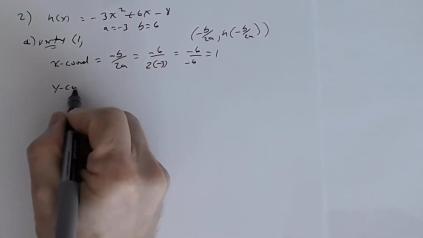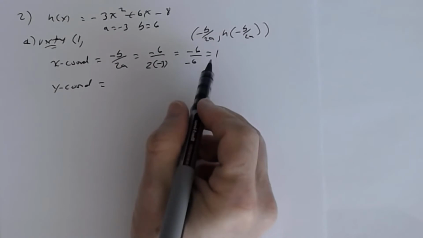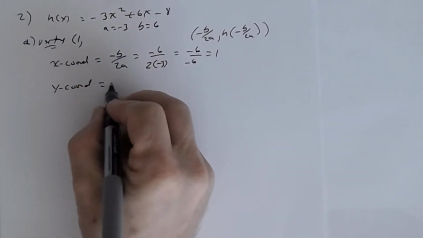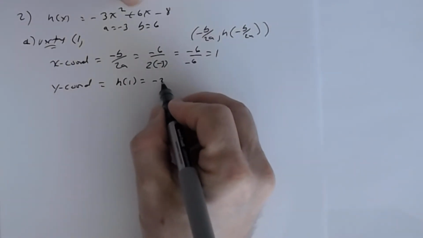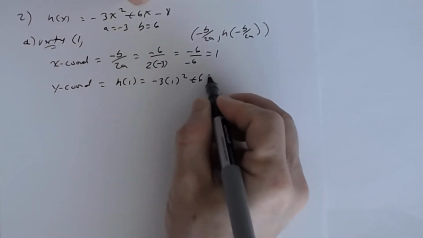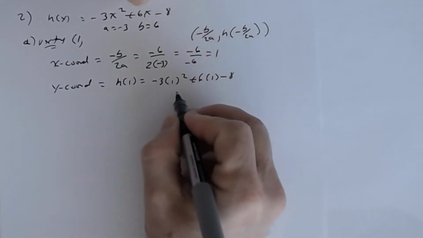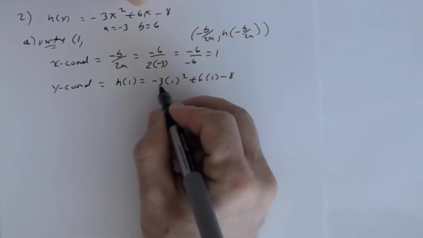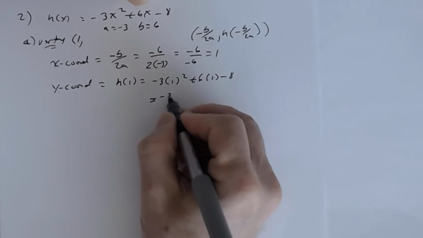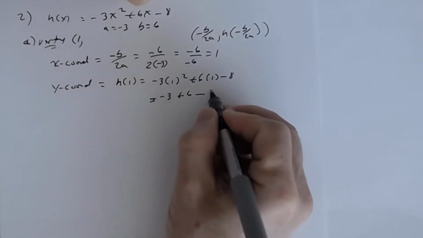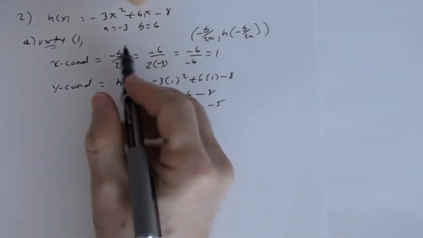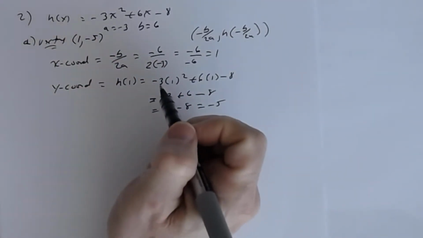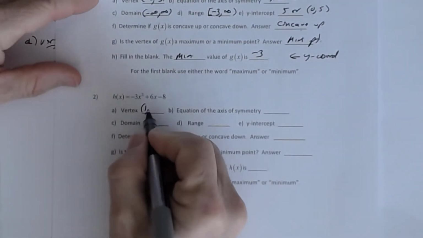To find the y-coordinate of the vertex, you're going to substitute 1 into your function. So basically you're finding, in this case, h of 1. And so we get -3 times 1 squared plus 6 times 1 minus 8. So 1 squared is 1. 1 times -3 is -3. 6 times 1 is 6, minus 8. So I get 3 minus 8, which is -5. So my vertex is (1, -5).